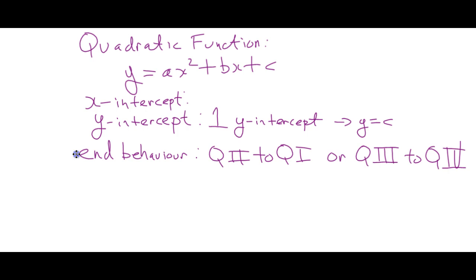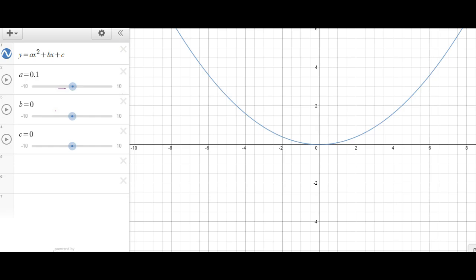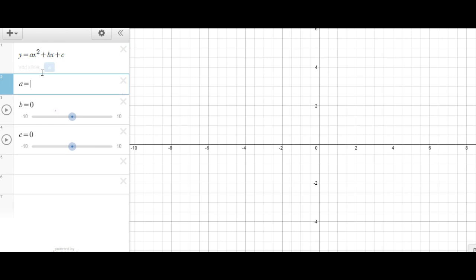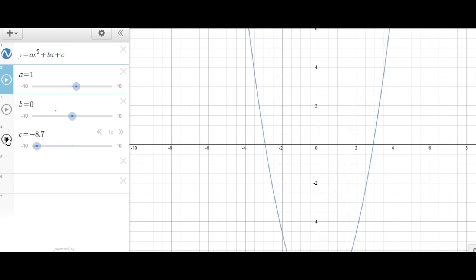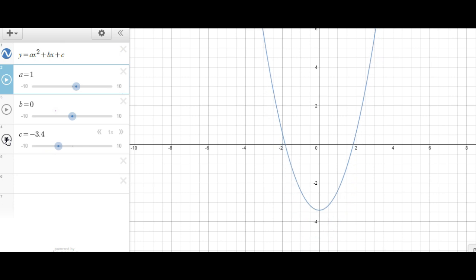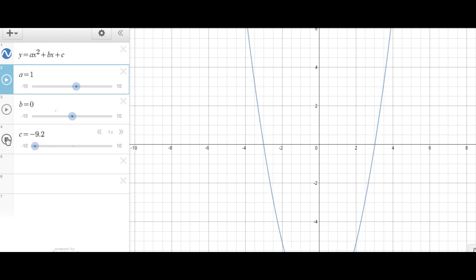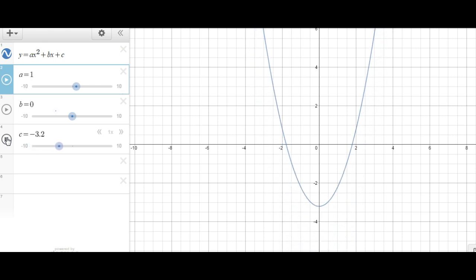X-intercept. So let's go back here and let's talk about how many x-intercepts. Let me just change this. Let's go back to 1. How many x-intercepts now? None. How many x-intercepts now? And now? 2. So how many x-intercepts can you possibly have? 2, or 1, or none. Look, there's none. Now there's 1. Now there's 2. So you can have 2 x-intercepts, or 1 x-intercept, or no x-intercept.